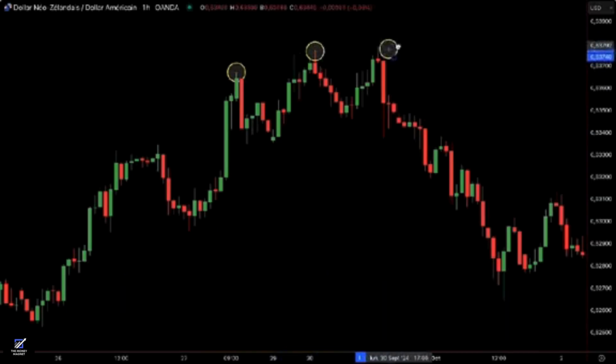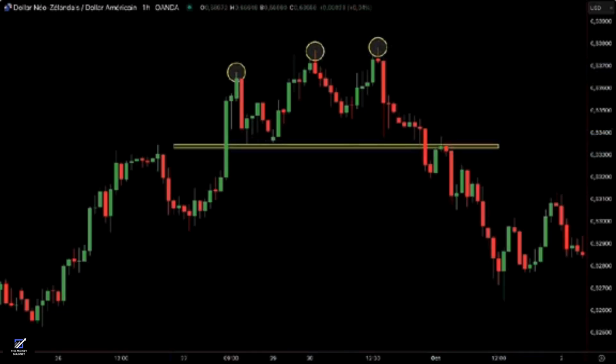It's similar to the double top, but instead of two peaks, the market forms three peaks at the same resistance level before reversing. This shows that buyers have tried multiple times to push the price higher but failed, indicating weakness and a possible move downward.